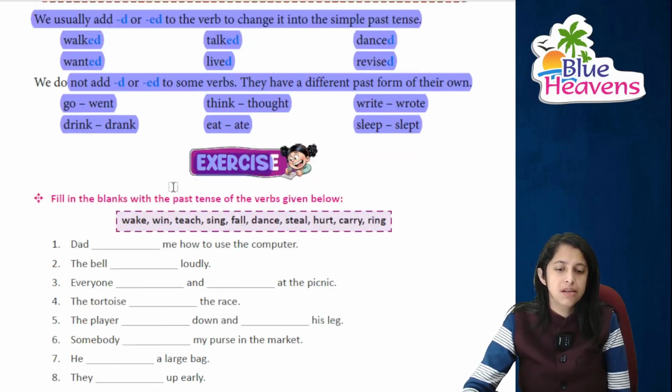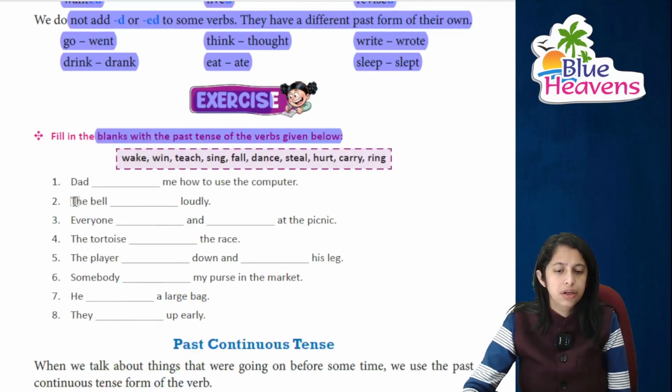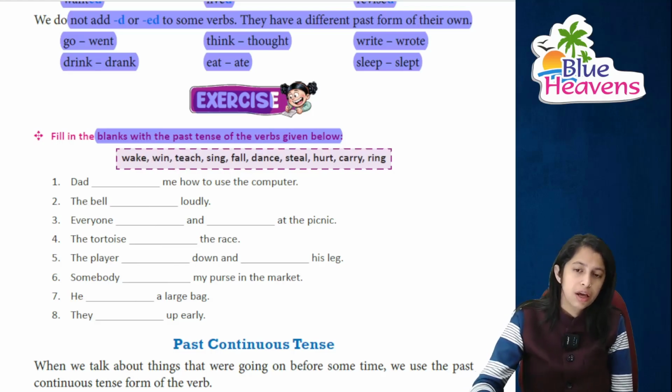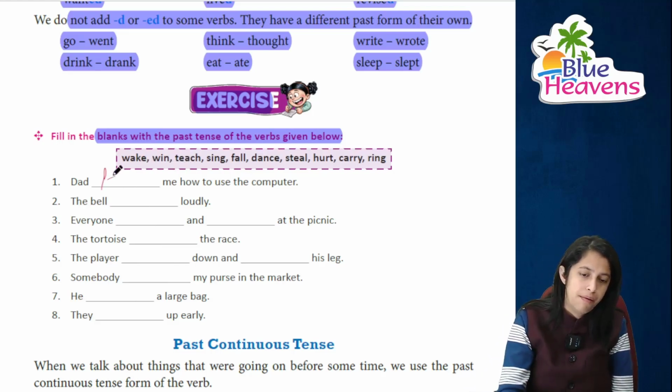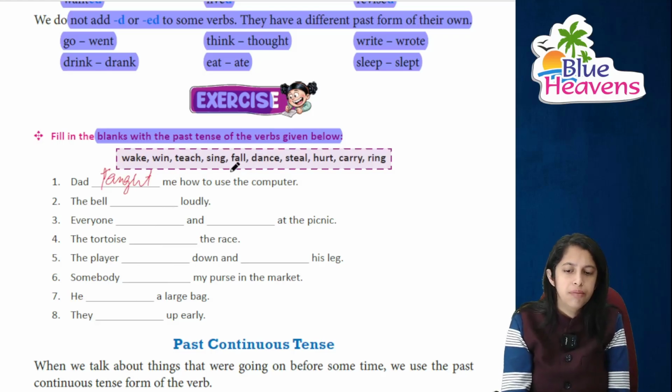Moving on to the exercise, first we'll be completing with the past form given below. Dad dash me how to use the computer. यहाँ पे आप देखिए हमें past करनी है. यहाँ पे देखिए कहीं पे teach लिखा हुआ है तो teach का क्या कर देंगे हम, taught. The bell dash loudly, अब यहाँ देखिए कहीं पे ring लिखा होगा, rang लिख देंगे हम.